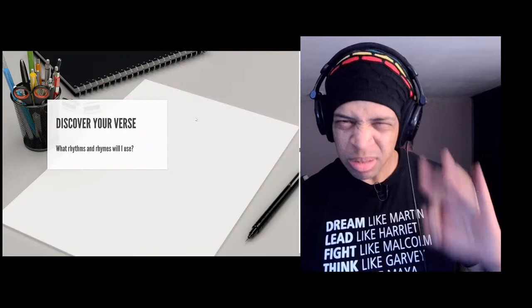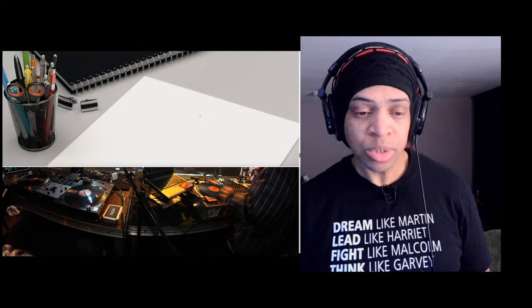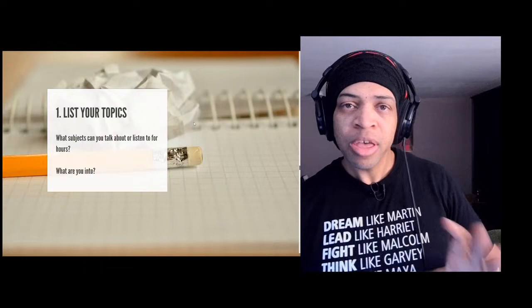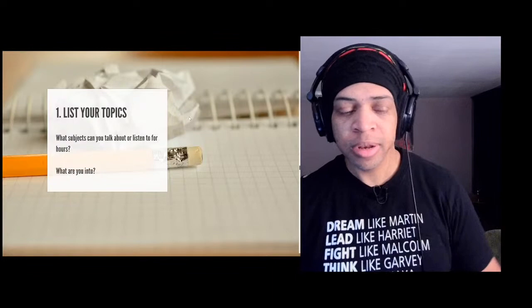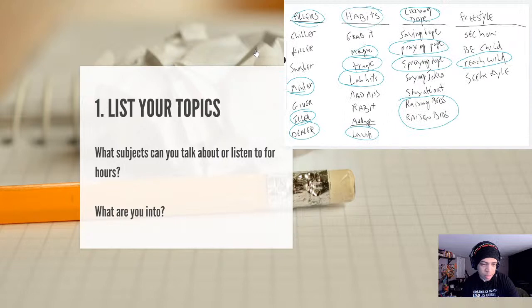And what I just walked you through was a way to take each part of those three, discovering your topic, your message, and then your verse, and break it down so you're not trying to make too many decisions all at once to get started, right? That's why you list your topics. If you notice, let me come back to it real quick. If you noticed here, when I did the listing of the topics.